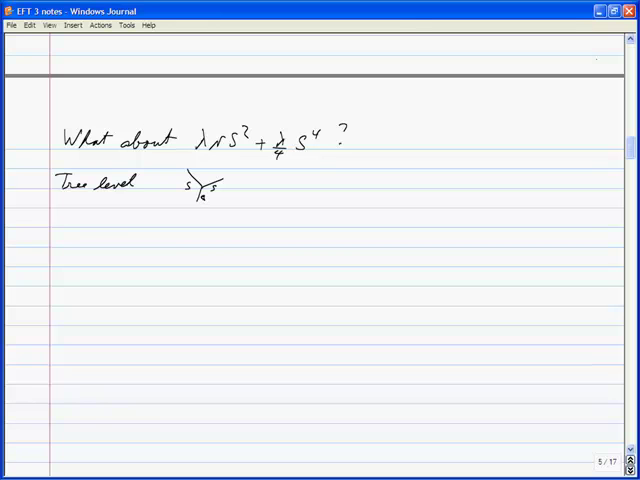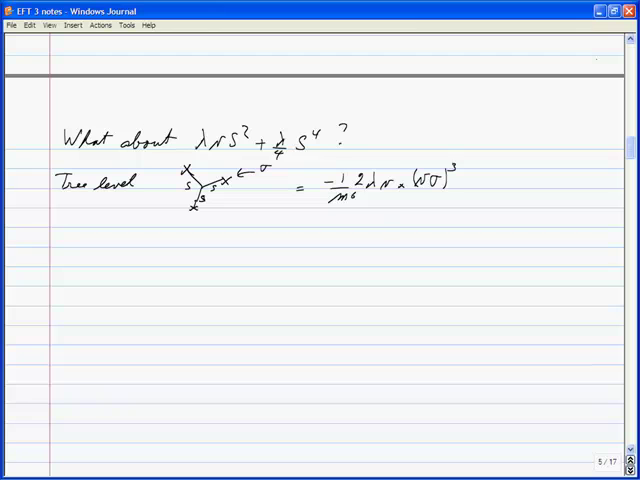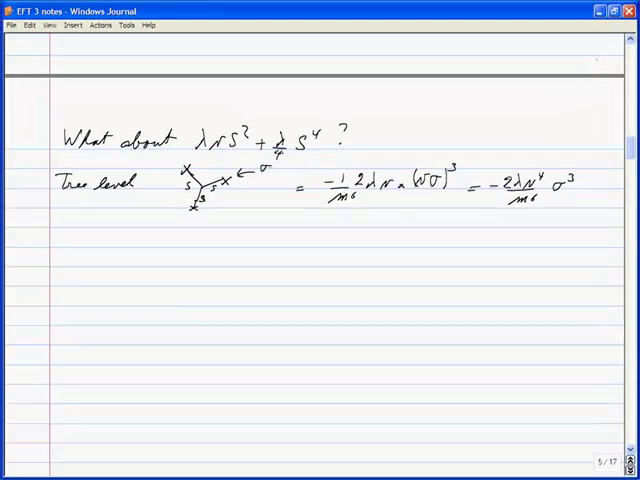Here's s cubed, and if I put a little x at the end there, x is the sigma. That is easy to calculate. It's minus 1 over m to the sixth, lambda v from the vertex, with a 2, times V sigma cubed. That would give an effective Lagrangian of minus 2 lambda V to the fourth over M to the sixth sigma cubed. But it's sigma cubed, that's beyond the order that we're working at, and so you can drop that. At one loop though, there are some effects.